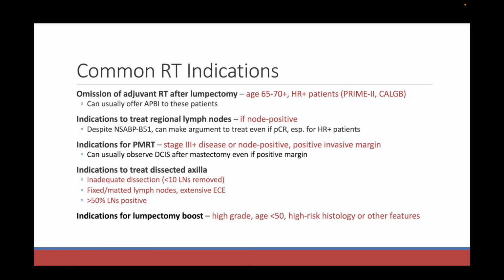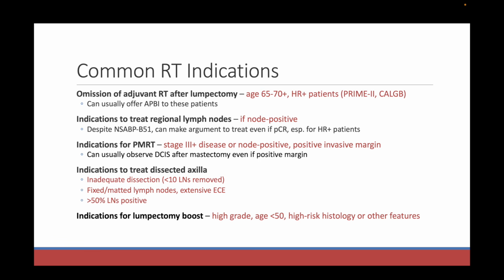The key thing that we know right now is that for these patients, if they get lumpectomy and just get endocrine therapy alone, their local recurrence risk is about 10%. If we give them adjuvant radiation, we drive it down to about 1%. So they are candidates for omission, but these patients can often get accelerated partial breast treatment as well, and they can then have a really low chance of local recurrence.